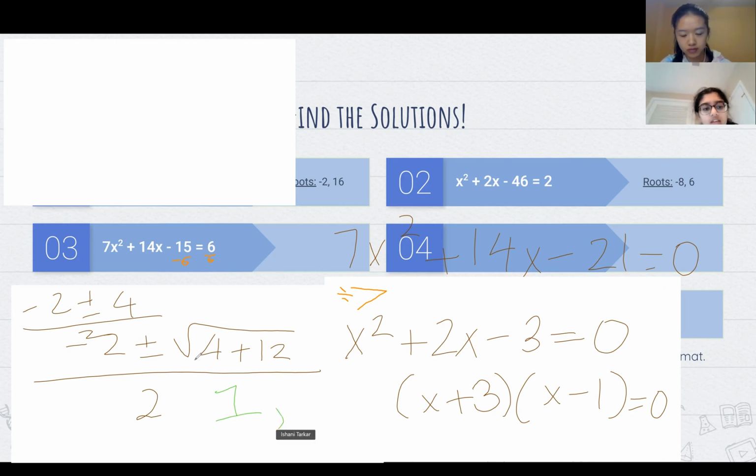And then our other solution is equal to negative 2 minus 4 divided by 2. Negative 2 minus 4 is negative 6. Negative 6 divided by 2 is negative 3. So our other solution is negative 3. So that means that our answers are 1 and negative 3.